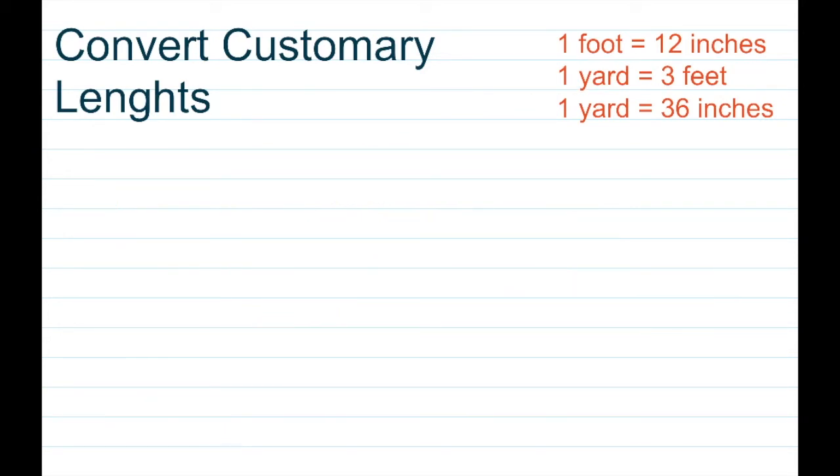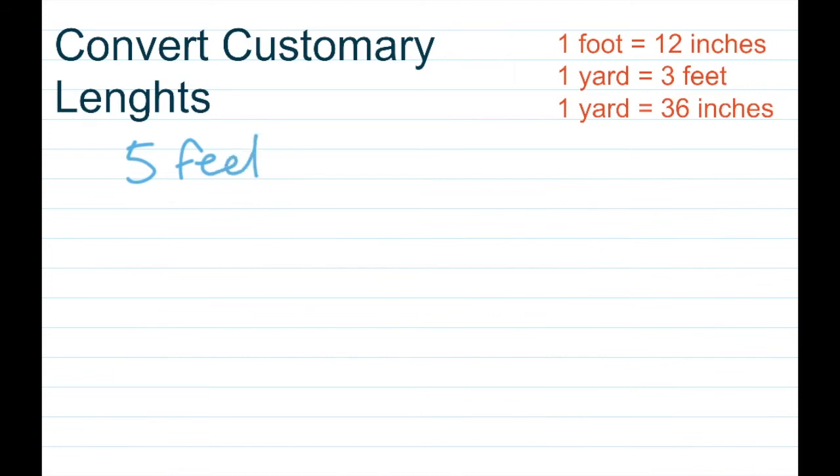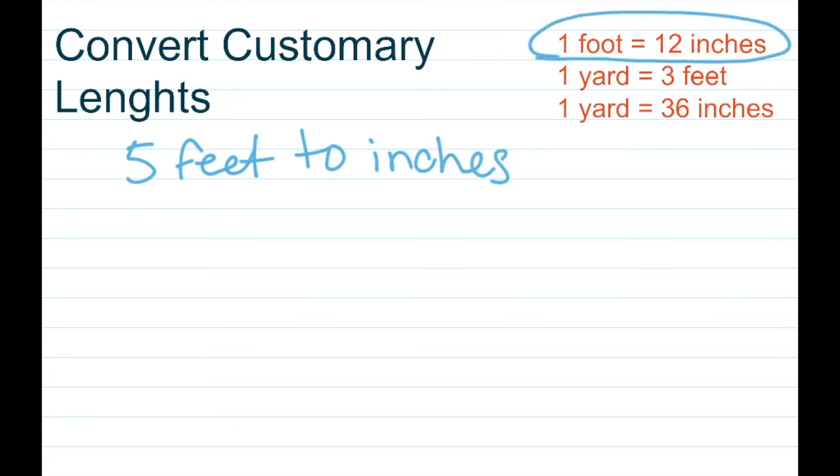Now, as we were doing the conversion using a model, now we are going to use multiplication to convert. For this one we are going to use 5 feet, and we are going to convert it to inches. This one is a different conversion. Now we are using the first one: 1 foot is equivalent to 12 inches. Having that in mind, I'm going to rewrite it right here. 1 foot is equivalent to 12 inches.